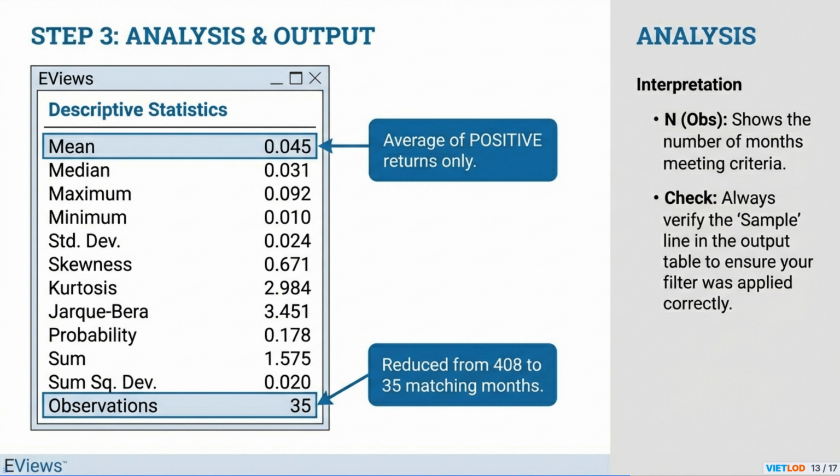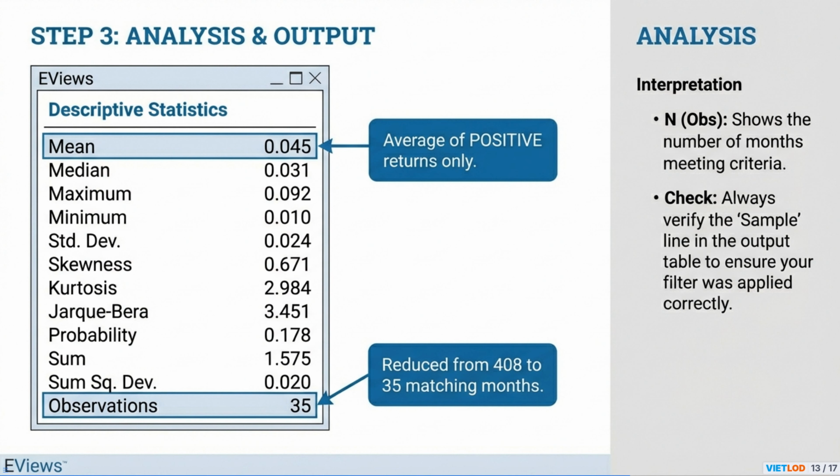The command shown, sample 1973M1 1978M12 if returns greater than 0, filters the data from 1973 to 1978 to include only months where returns were positive. The chart visually confirms this, with all points below 0 now grayed out. Now that we've applied the filter, let's look at the output of a simple analysis.